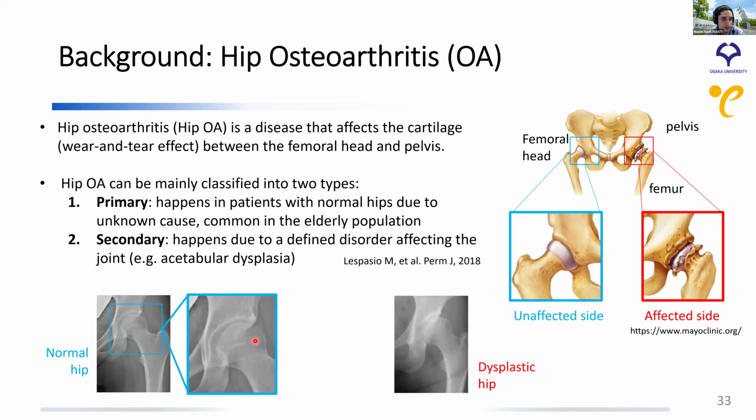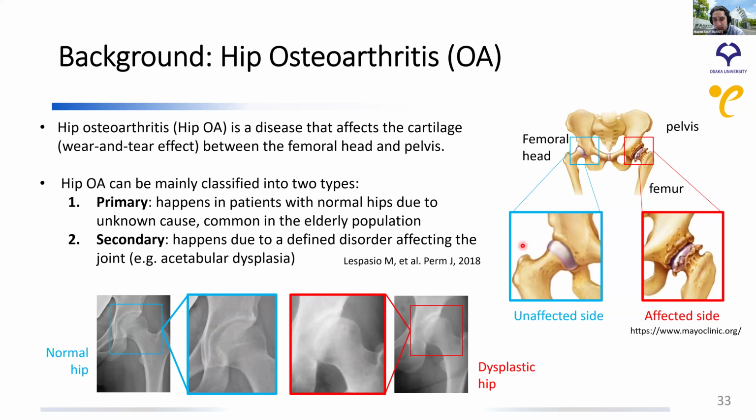So for the normal hip, this is the normal distance. You can find it in this X-ray image. But for a dysplastic hip, this distance gets very small, and it's accompanied by higher density in the X-ray images. So the unaffected side looks like this, and the affected side has a lot of osteophytes, and it's accompanied by much pain and less mobility for the patient, and this would degrade his or her quality of life.